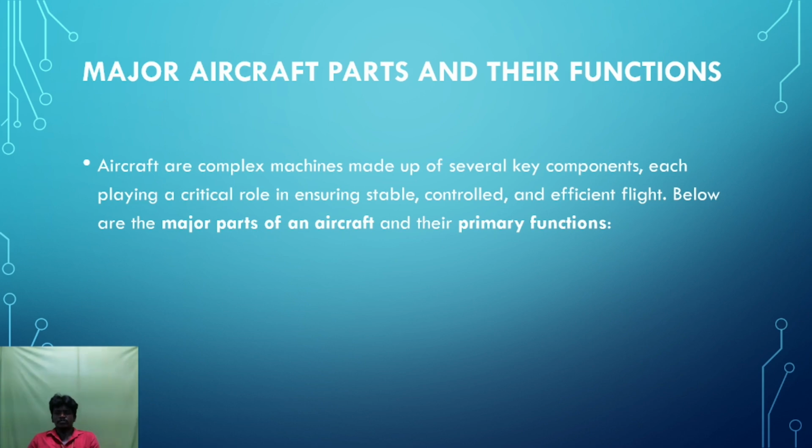Then the major aircraft parts and their functions. What are the aircraft's major parts and their functions? Aircraft are complex machines, made of around 2 lakh parts, with several key components, each playing a critical role in ensuring stable, controlled and efficient flight. Below are the major parts of an aircraft and their primary functions.